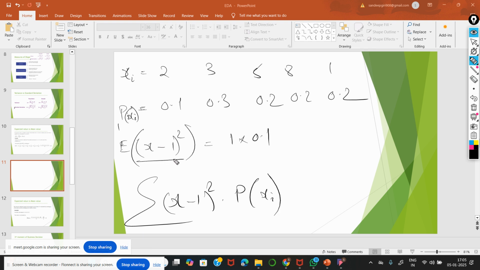Fine. As I told you, whatever you are putting here is nothing but your x. Simply replace your x with this particular thing and simply give probability of xi as it is. Plus, again, 3 minus 1 means 2, 2 square is 4, 4 into 0.3, plus 5 minus 1 is 4, 4 square is 16, 16 into the corresponding probability value 0.2. Likewise 8 minus 1 is 7, 7 square is 49, 49 into 0.2, plus 1 minus 1 whole square, 1 minus 1 is 0, so that will be 0, and simply we need to solve it. That's it.